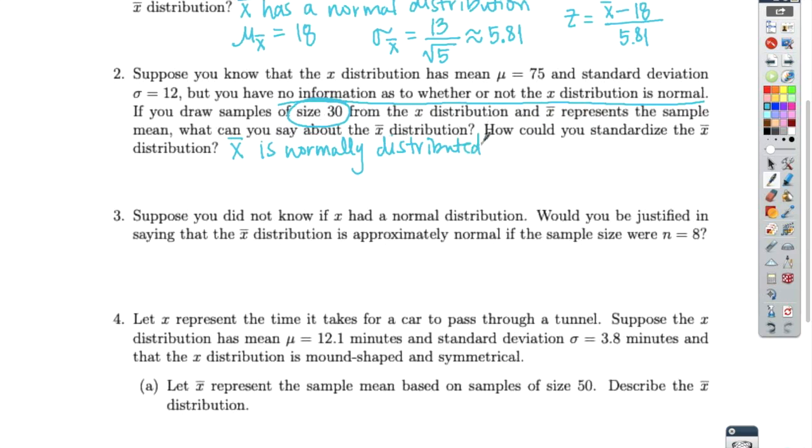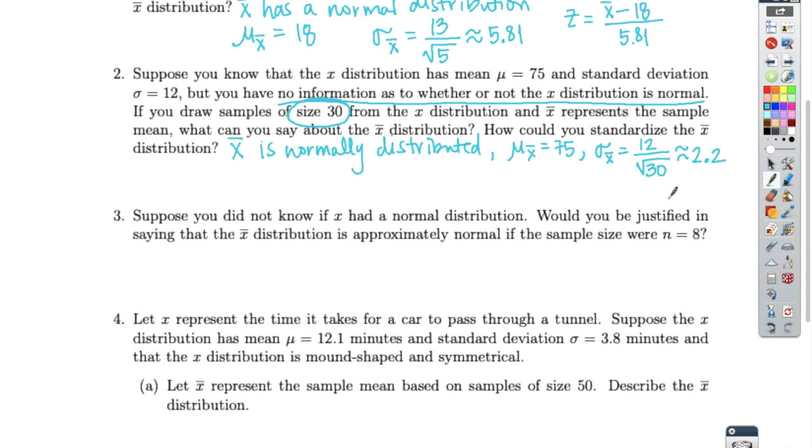So we'll describe the shape. We'll come up with the mean. This one's the easy one. The mean is the same as the old mean. And the standard deviation. So the new standard deviation for x bar is the old standard deviation, but divided by the square root of the sample size. And so let me throw that into my calculator. 12 divided by the square root of 30. And I find 2.19. I'm going to round it to 2.2.